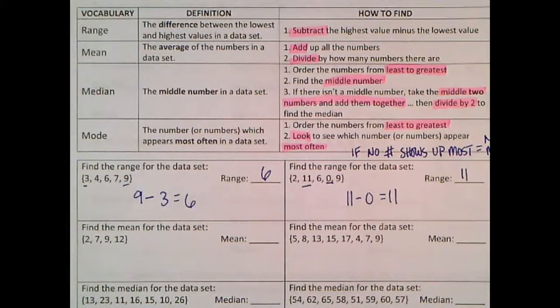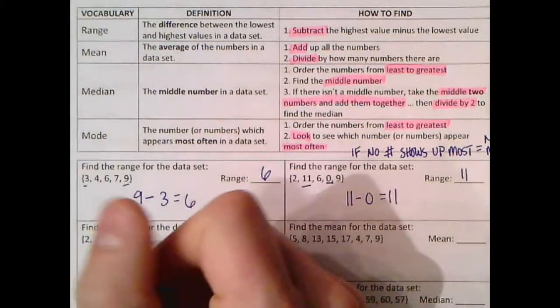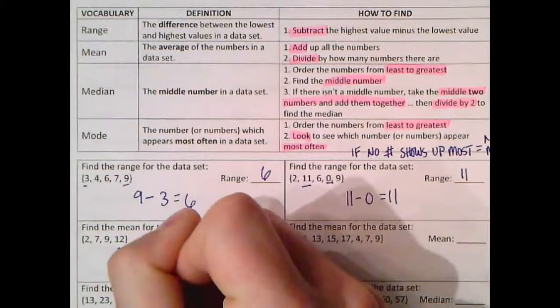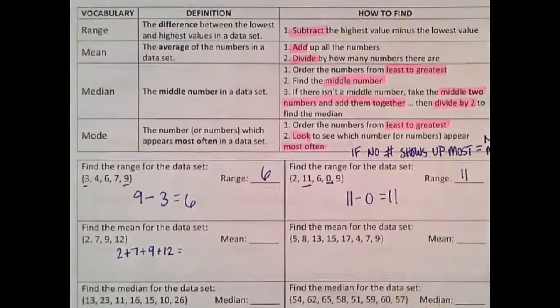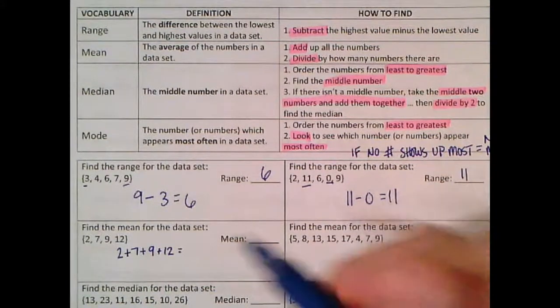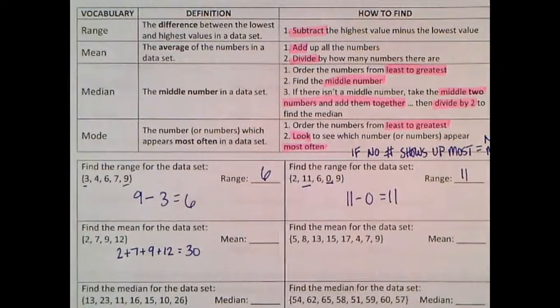Find the mean for the data set. This is where we start to average them out. So what we're going to do is follow these steps here: add them together, and then divide by how many numbers there are. We'll walk through this one together. You do not need to order them or anything like that. This one happens to be ordered, but you're simply going to go 2 plus 7 plus 9 plus 12. Go ahead and add them up. Remember, you're allowed to use a calculator, but you definitely can do this adding without the calculator. You should get the answer of 30.